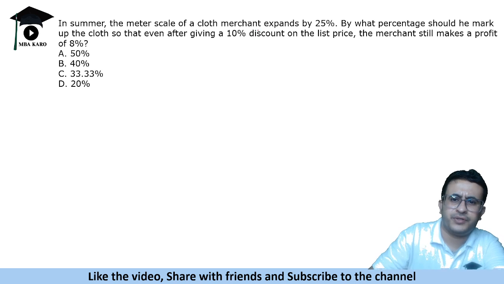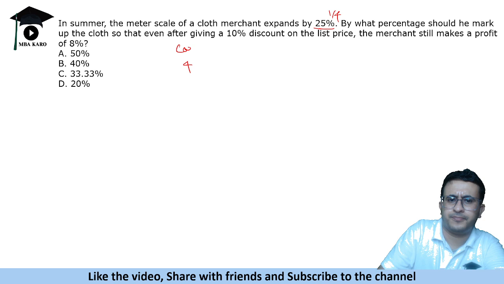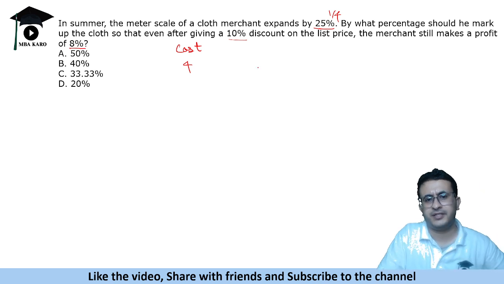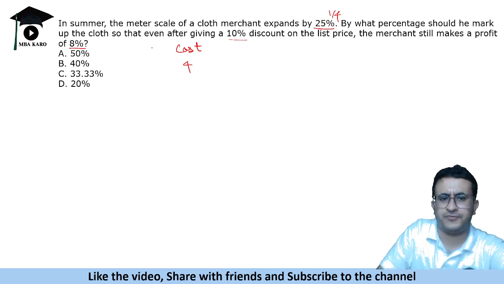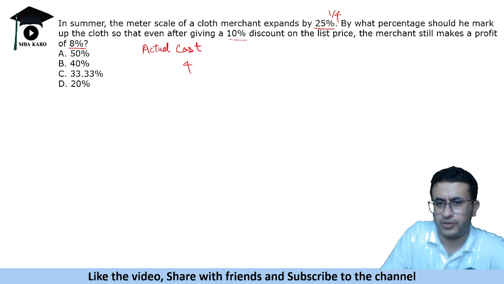Okay, so let's take 25%. As soon as it comes to your mind it should be 4. Okay, so let's take the cost as 4. Now the scale has become 5. He has to give 10% discount and he has to make a profit of 8%. Okay, so actual cost is 4. So in false weights, actual cost is 4.